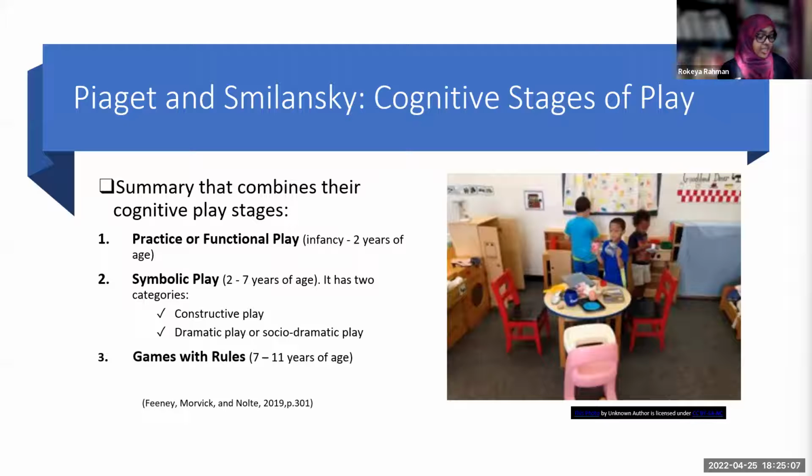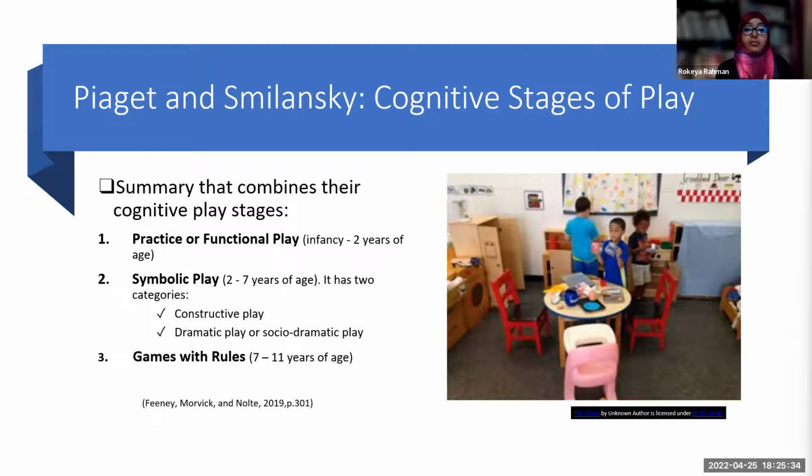And Smilansky talked about four kinds of play. She defined socio-dramatic play; that's her term. She said functional play, constructive play, dramatic play, and games with rules. So summarizing both ideas, we can say there are three cognitive play stages in dramatic play.